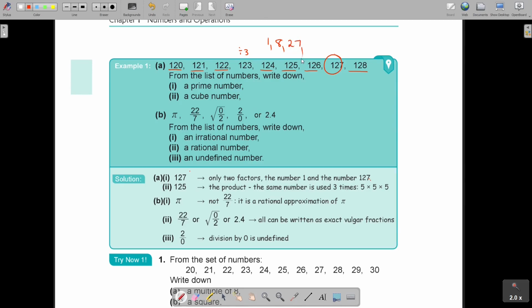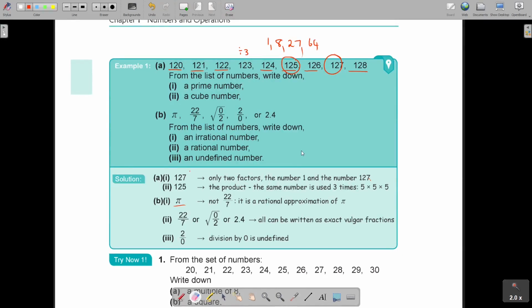But let's go 4 times 4 times 4. 64, it's still too low. Oh, I think 125, because it's 5 times 5 times 5. Oh, there I see it, 125. And that will be my cube number.